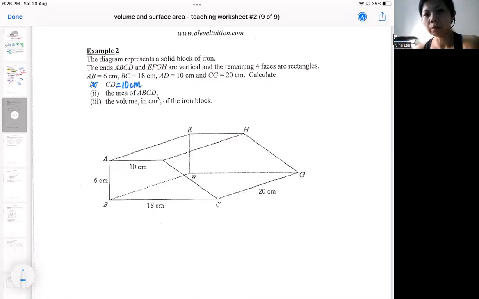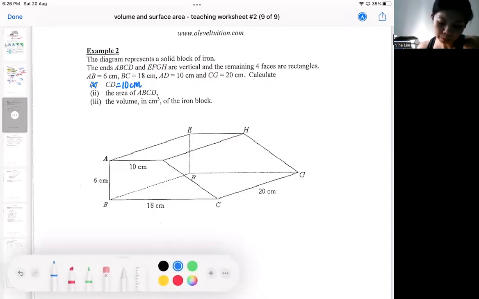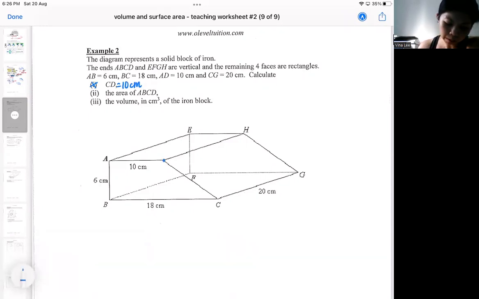So if you need to calculate this, right, you actually need to know something that you learned in Set 2. So anyway, there's a missing coordinates here. Okay, so you look at the description. This is a solid block of iron, and they describe two vertical ends. So where are the vertical ends? Okay, A, B, C, D.